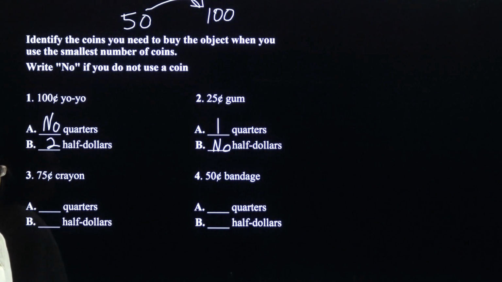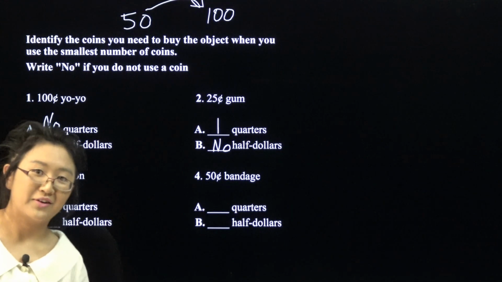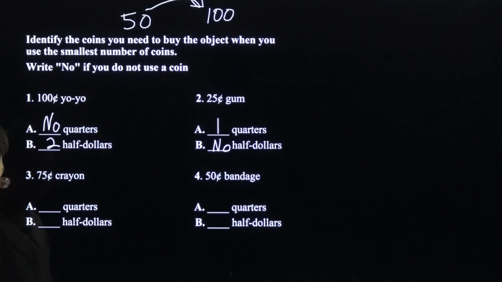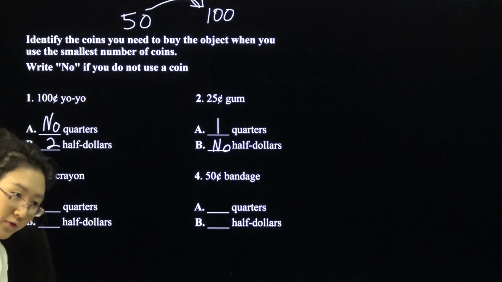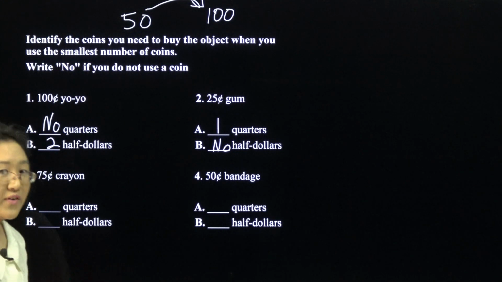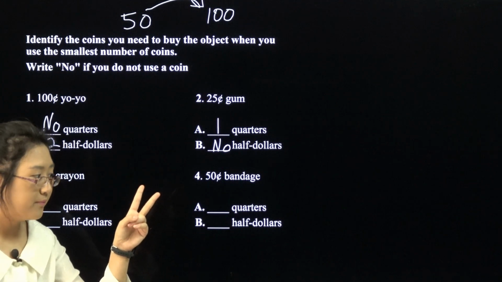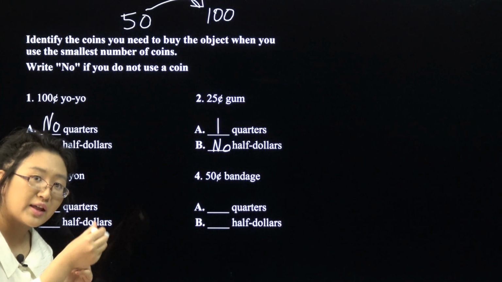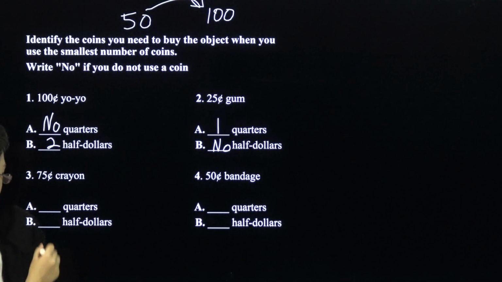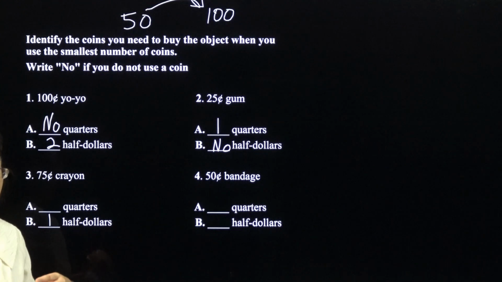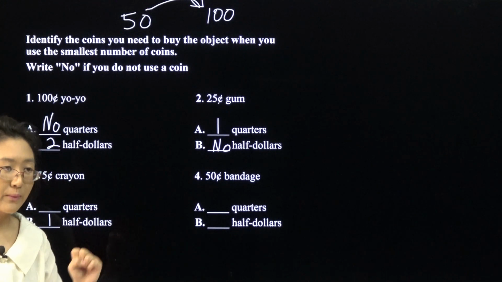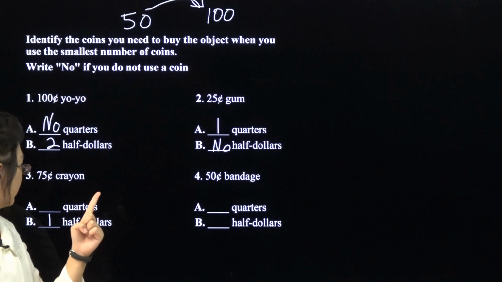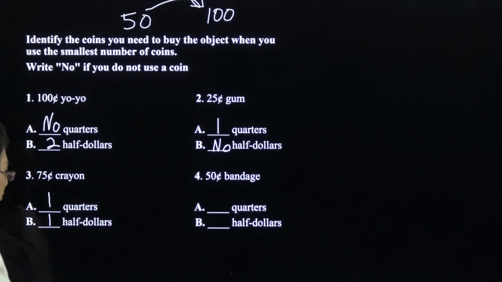What about 75-cent crayons, or one 75-cent crayon? So we count with half dollars first. 0, 50, 100. 75 is between 50 and 100, meaning that we can use 1 half dollar. And from 1 half dollar, which is 50, if we use 1 quarter, we would get 75.